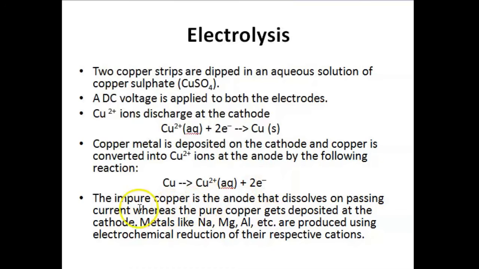So here the impure copper is the anode, which will dissolve on passing current, whereas the pure copper will get deposited at the cathode, and metals like sodium, magnesium, aluminium, they all are being produced using electrochemical reduction of their respective cations.